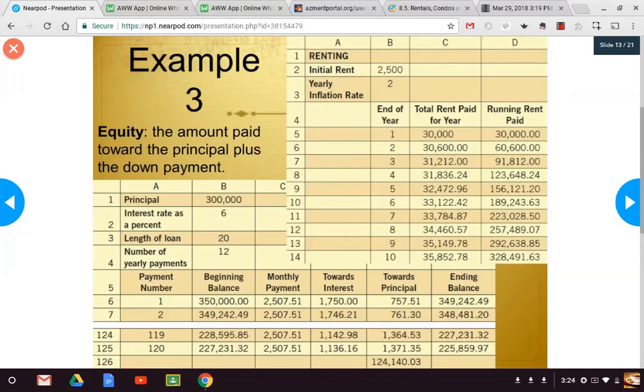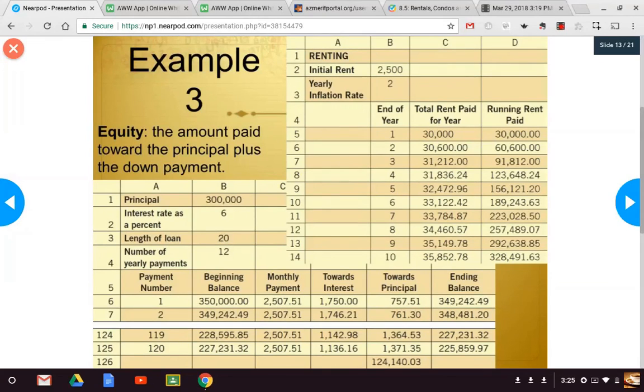You'll also notice that the buying spreadsheet only has 120 payments, even though the loan length was 20 years, which should be 240 payments. The reason is Gary, remember, is going to move back home after 10 years. So after the 10 years are up, he's paid $328,491.63 in rent. After 10 years on the house, Gary would still owe the bank $225,859. And out of those 120 payments, he's only paid $124,140 of his loan to the company.